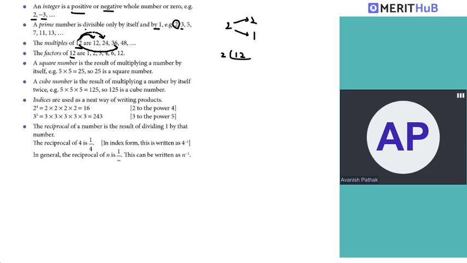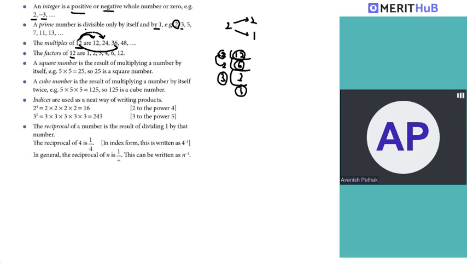So I can first divide it by 2, and I get 6. Again, I can divide it by 2, and I get 3. Again, I can divide it by 3, and I get 1. So all of these, like 1, 2, 3, 6, 12, and 2 into 2, 4, are the factors of the number 12.